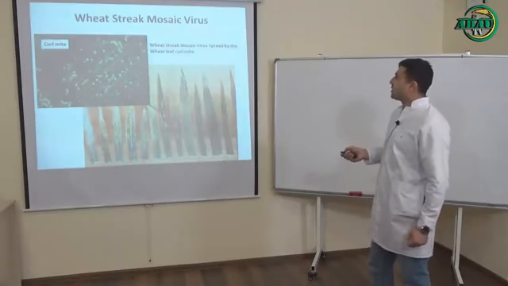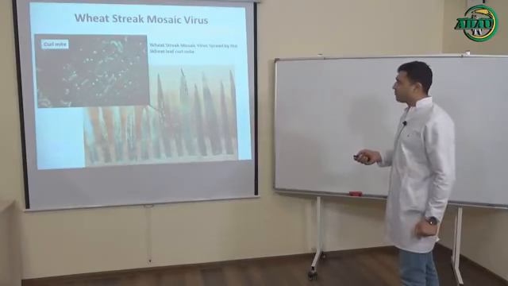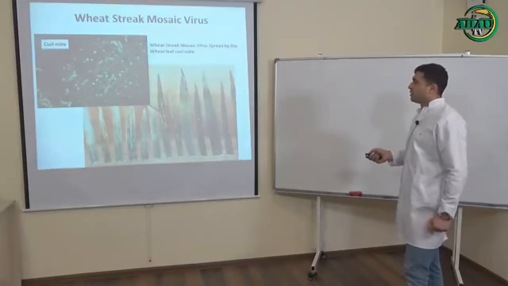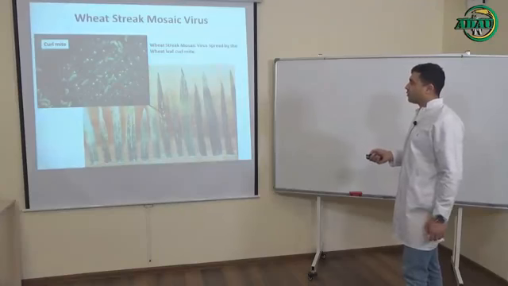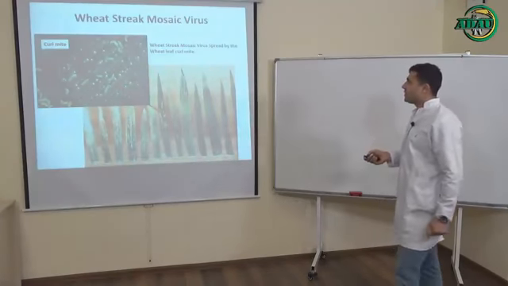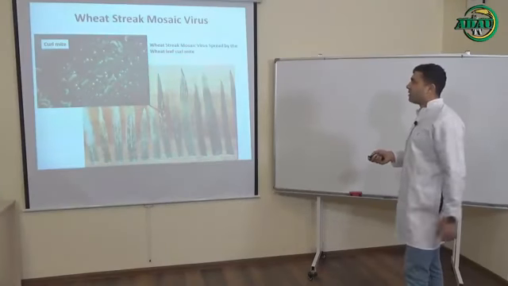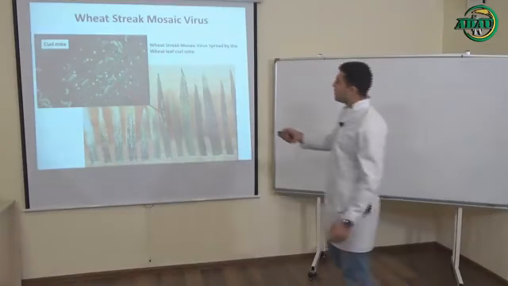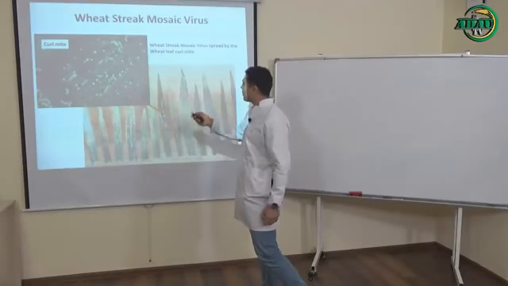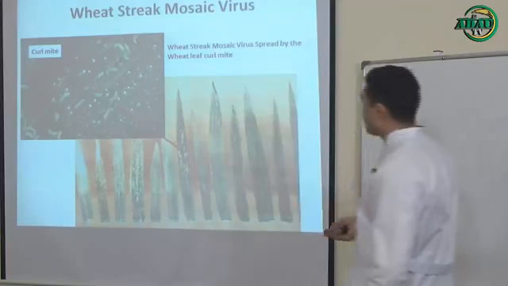The mosaic virus of the wheats, so dangerous because they spread on the wheats with vectors. The wheat streak mosaic virus spread by the actually leaf curl mites. You can see in here the leaf curl mites, which are vectors for viruses.